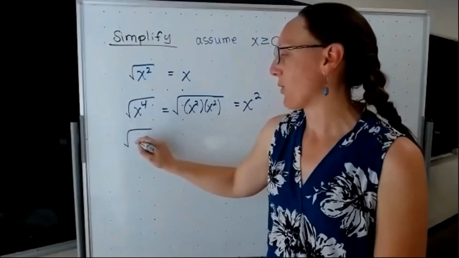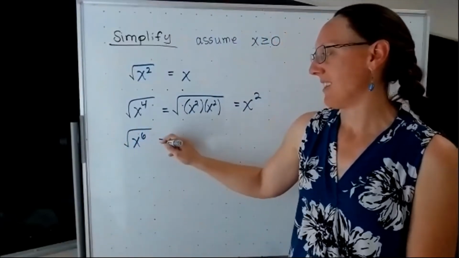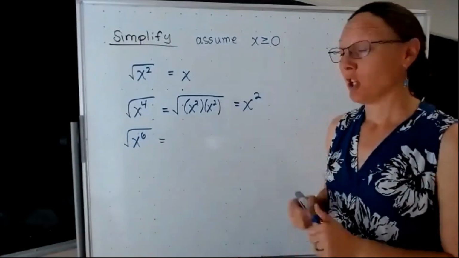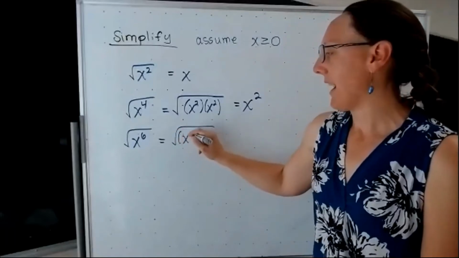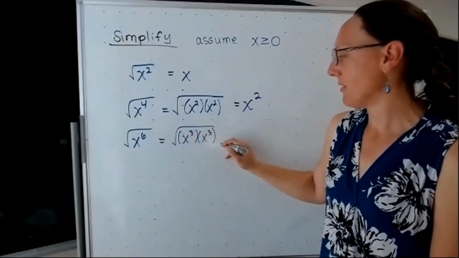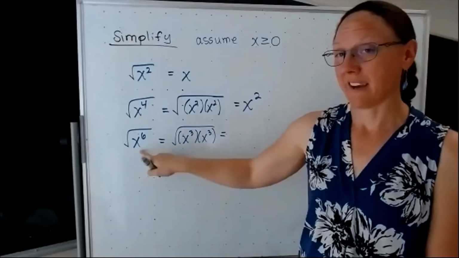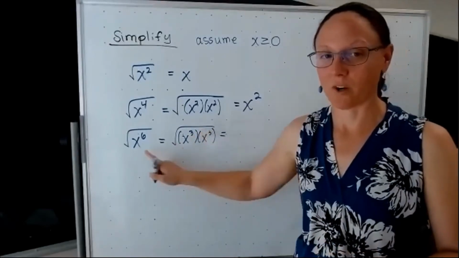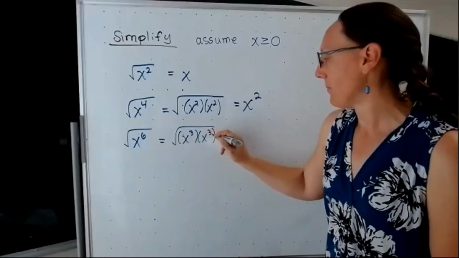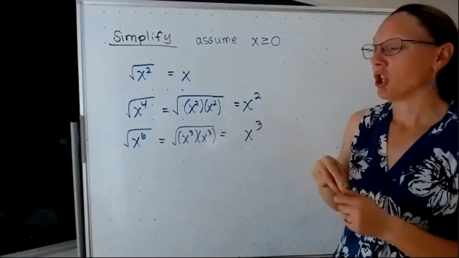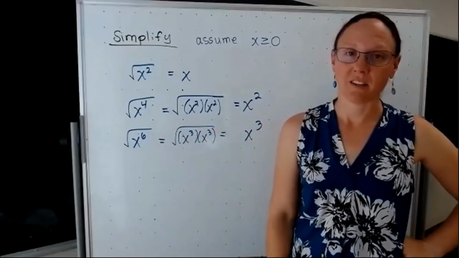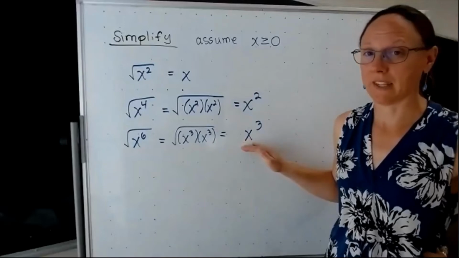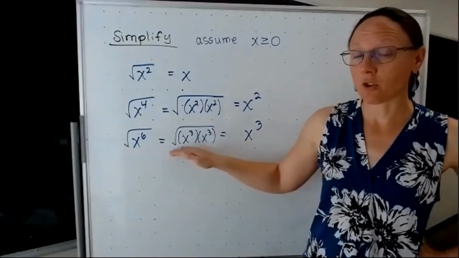If I had the square root of x to the 6th, again, this is asking what times itself is going to give me that x to the 6th. Well, if I had x cubed times x cubed, that would be an x to the 6th inside. Thinking about that additive law of exponents, I'd be taking the 3 plus 3 to get back to the 6. So this is x cubed. You do not have to show me any work on this. You are welcome to go straight from square root of x to the 6th, bam, that's x cubed. If it helps you to write the work out, cool.